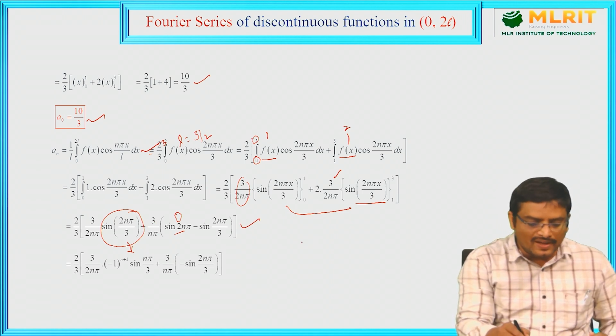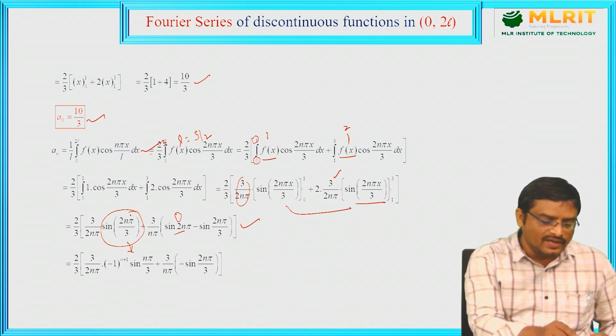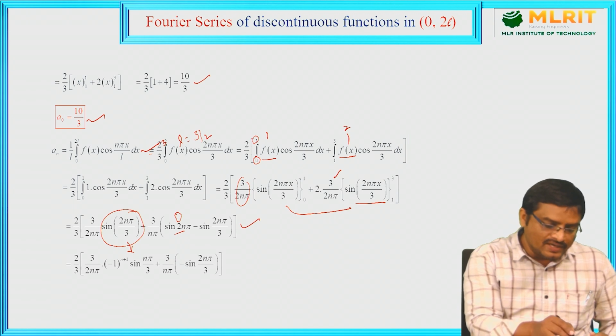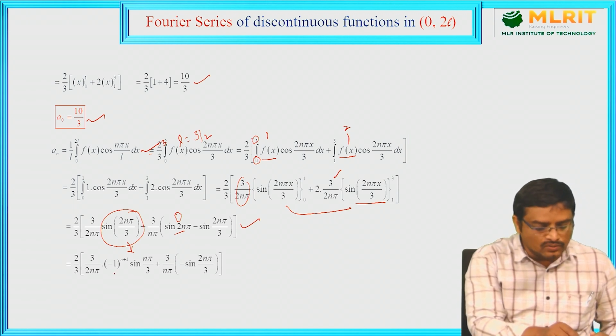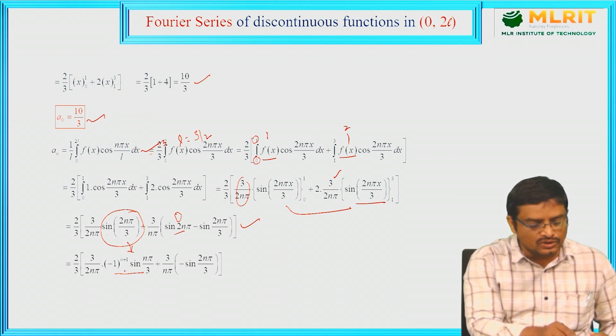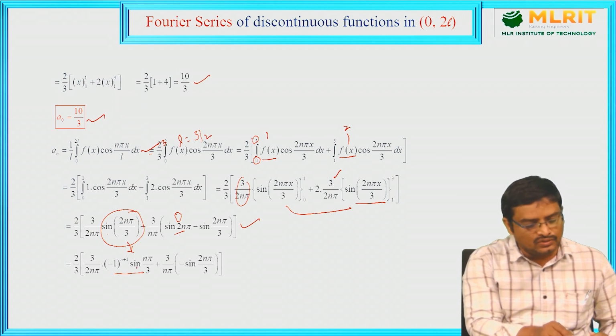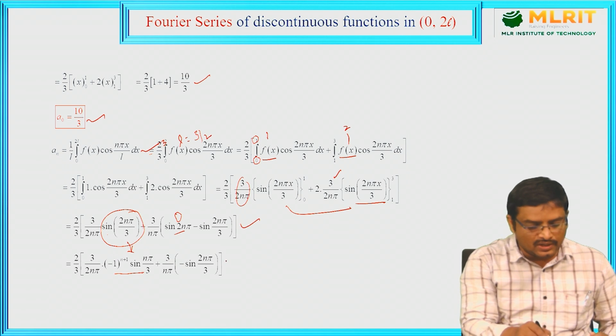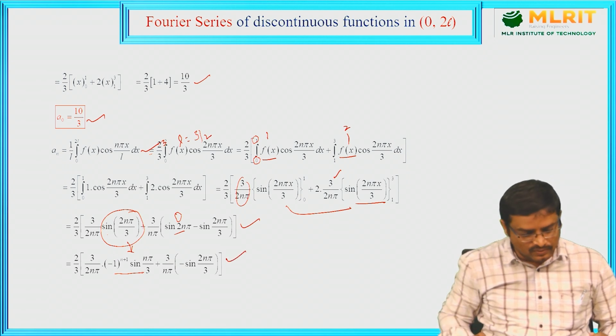So whatever the values we got for this after substituting n is equal to 1, if you generalize that value is equal to this value here. So sine 2n pi by 3, I will write this one as minus 1 whole to the power of n plus 1 into sine n pi by 3. So here also you replace the same value here.